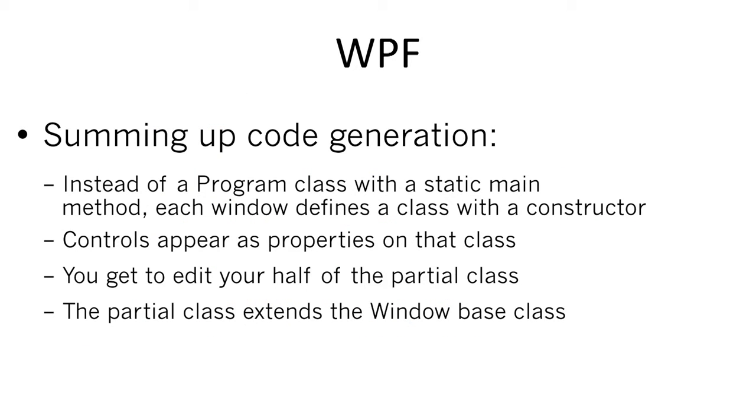All right, so let's sum up the code generation system here that we've seen so far. Instead of a program class that has a static main method, we have a class that inherits from Window. And each window has a constructor that is going to be called when the window is created. The automatically generated class that we get has a bunch of controls on it, like the button that we added. Those will show up as properties on that class. You get to edit your half of the partial class, and that extends the Window base class.